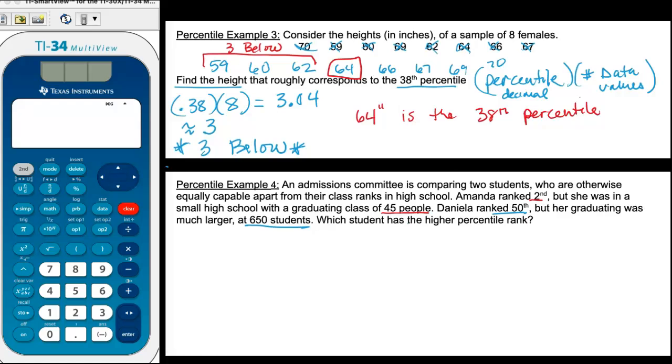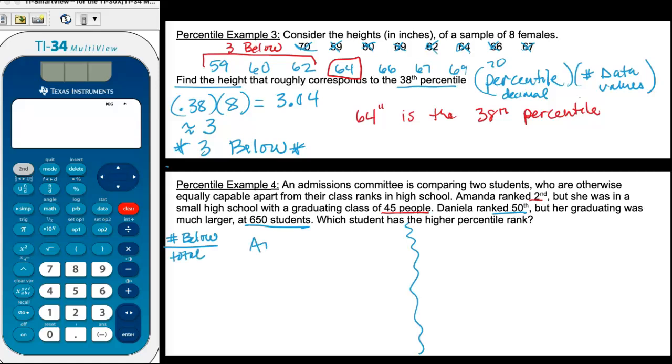So the nice thing about percentile rank is it shows you how the person is compared to other people. And it's hard to do that just with rank. So with rank, this means what place they're in. So if a student ranks 2nd, it means that she's 2nd place. There's only one student that came before her. And Daniela was 50th, but there were so many other students, it's hard to compare. And so what we're going to do is find the percentile rank by finding the number of people below the student divided by the total.